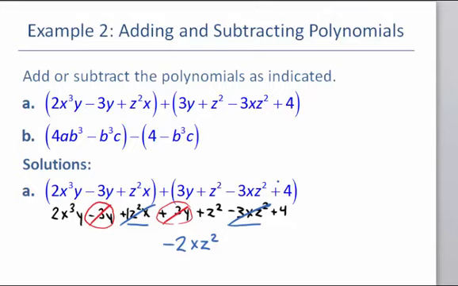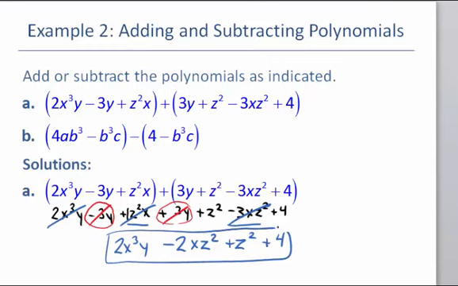All right, I don't see anything else that I can really combine, and so I'm just going to rewrite the rest of it. I'm going to write down the 2x cubed y. That's going to take care of that one. I'm going to tack on a plus z squared and a plus 4. And so this will be my final answer: 2x to the third y minus 2xz squared plus z squared plus 4. And notice that I do have it written in descending order in terms of the degrees. The degree of this first term is going to be 4 because we have a 3 and a 1 exponent. Then the degree of the second term will be 3. We have a 2 and a 1. We have a degree of 2 and a degree of 0.